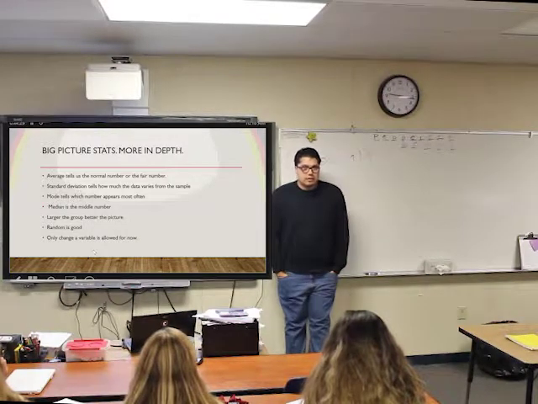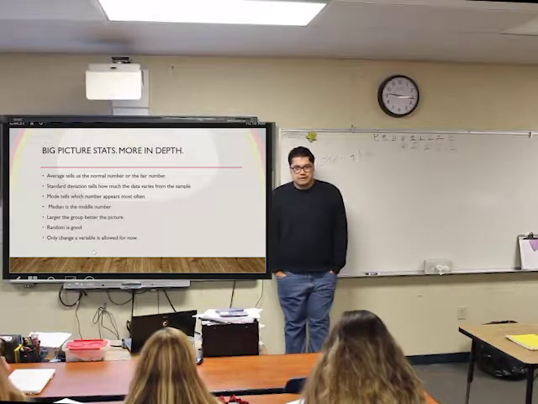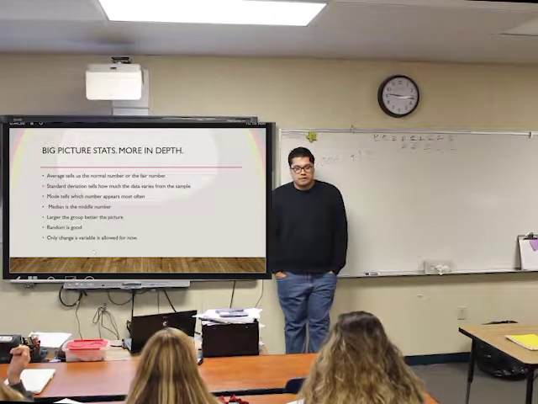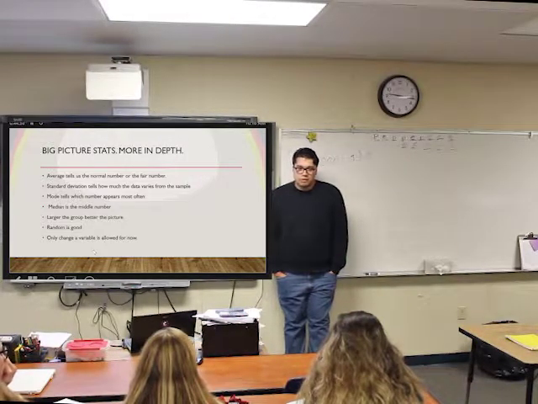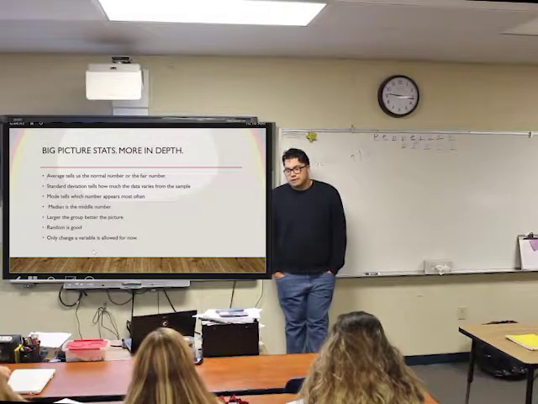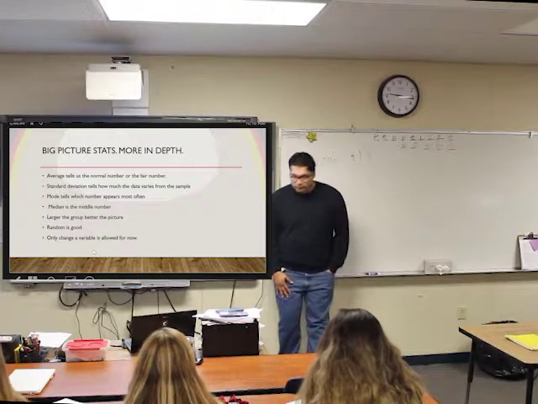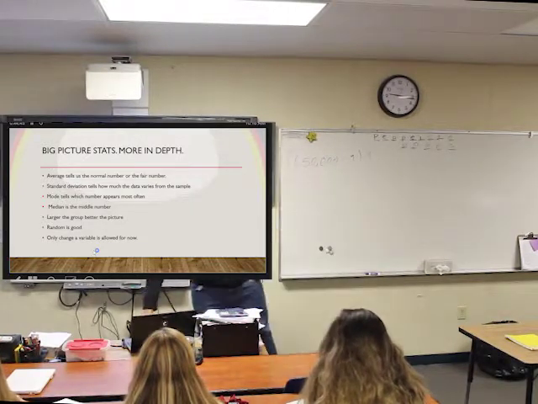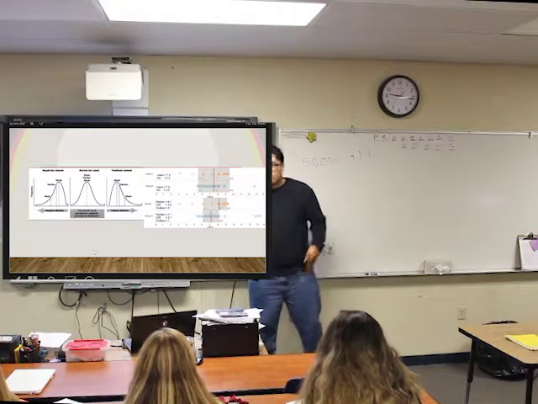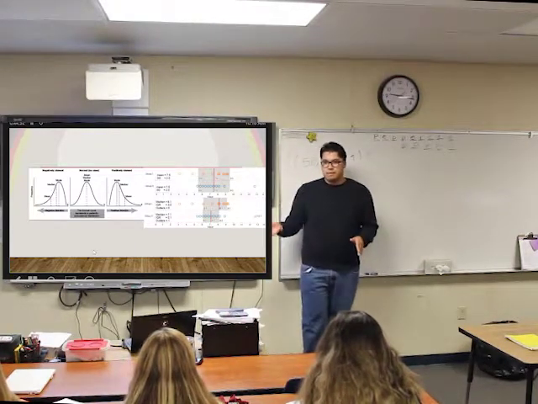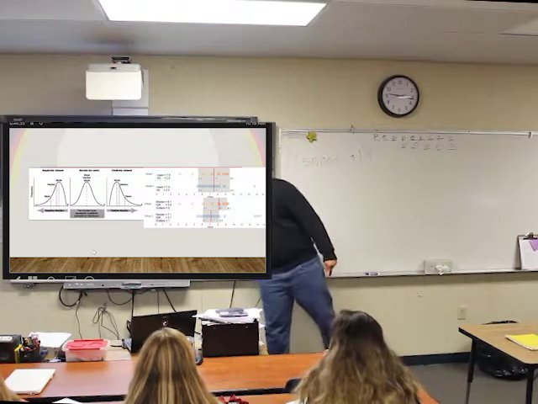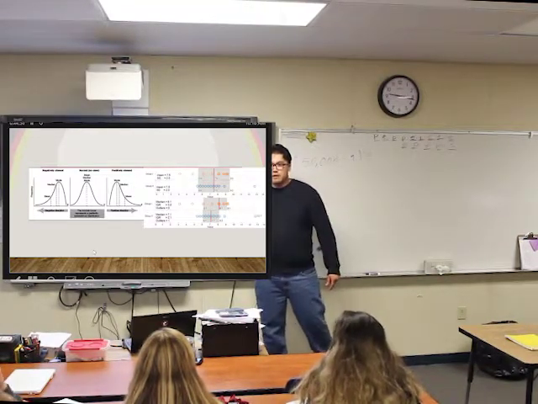So they may ask you a question. A scientist did such and such. Should he change three variables, or one variable? Should he have consistency? Questions like these. So, normal distribution, okay? We have bell curves, all right? Don't worry about this. This is just for you to see, okay?